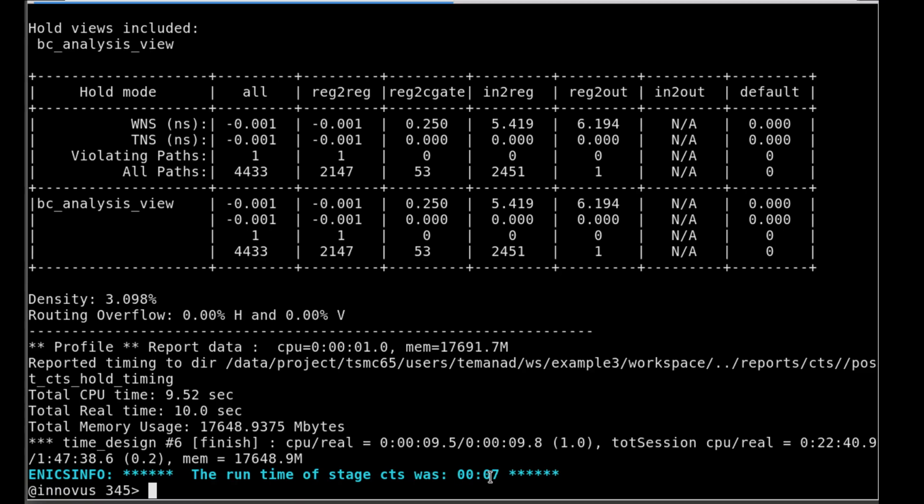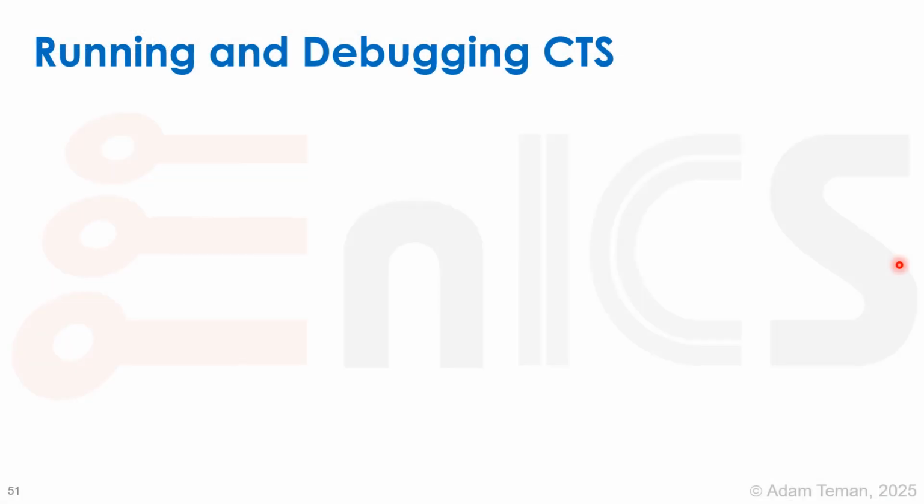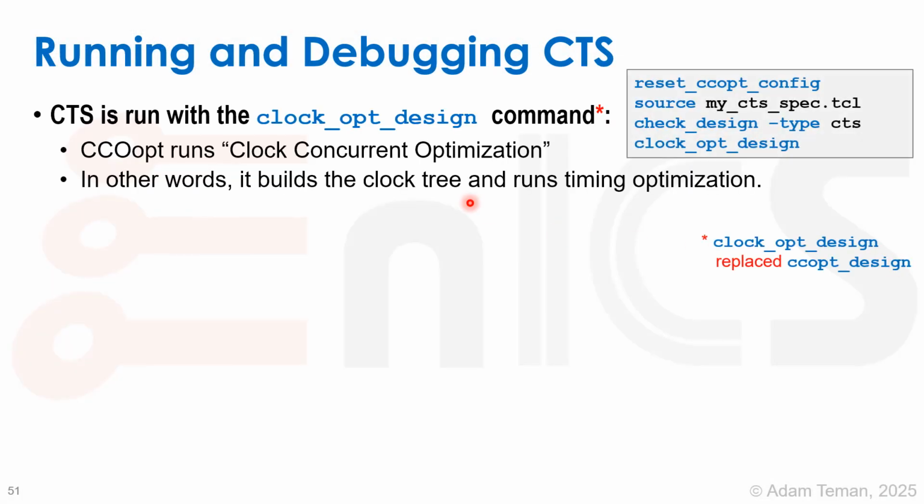The CTS stage was also pretty quick, just a few minutes. So how do we run and debug CTS? Well, CTS is run with the clock opt design command, and pay attention, there is also a CC opt design command. In general, clock opt design has now taken it over, but you can still use CC opt design. So we're going to reset the CC opt config, and source our clock tree spec that we made. We can also do just create clock tree spec and it will source it.